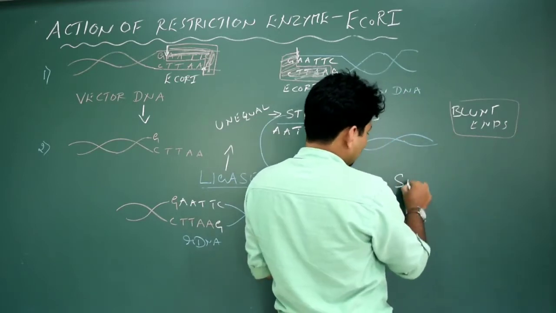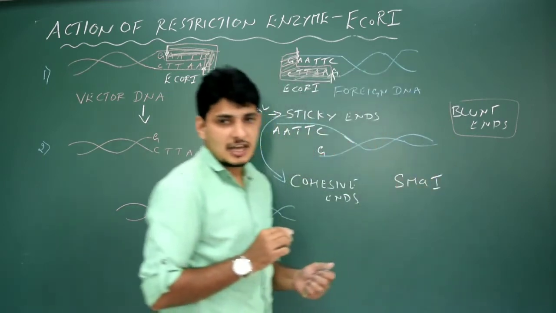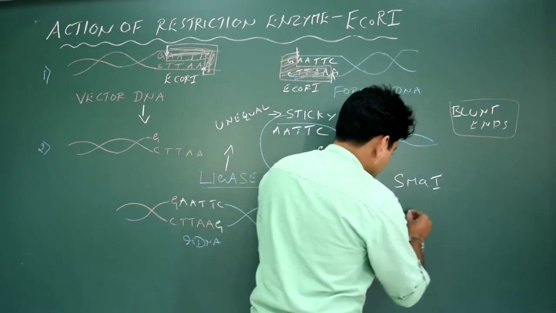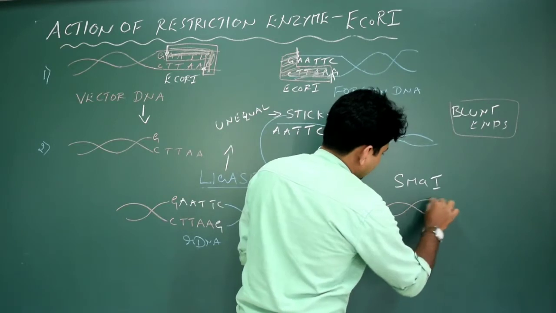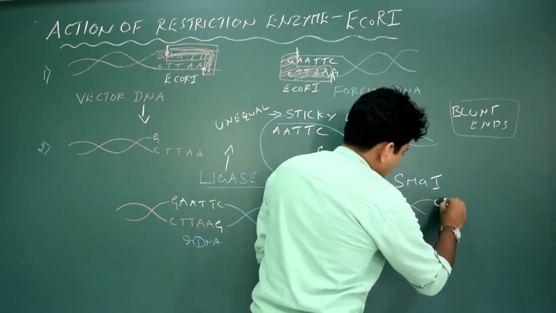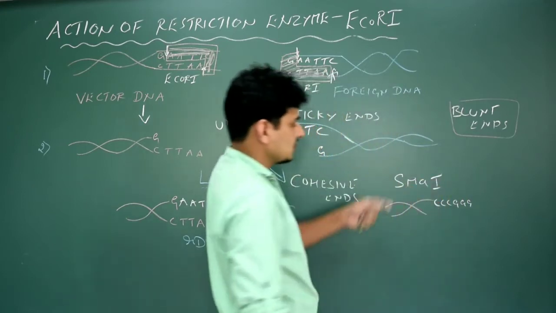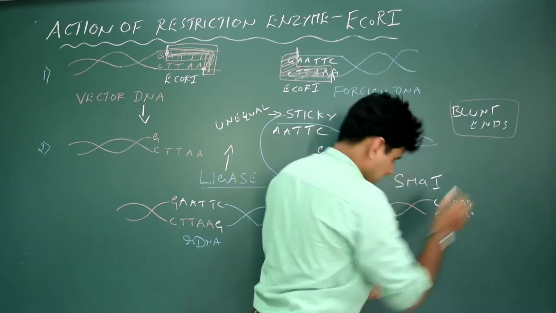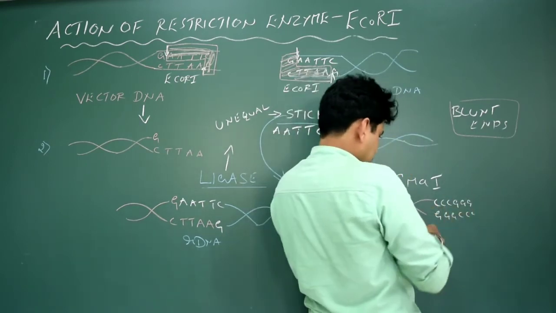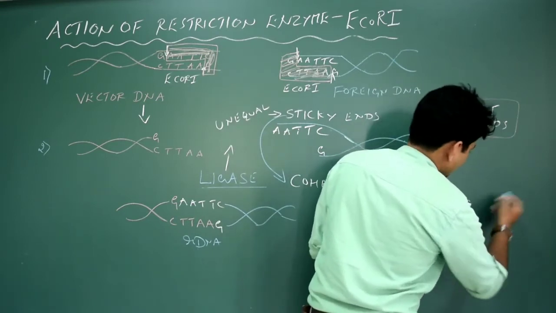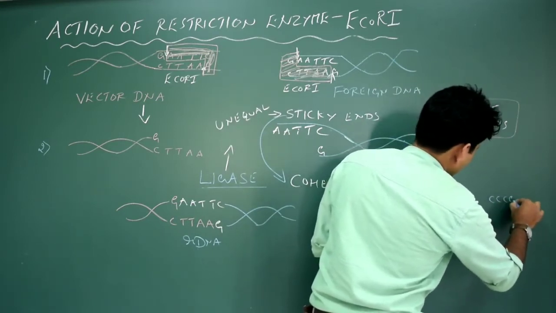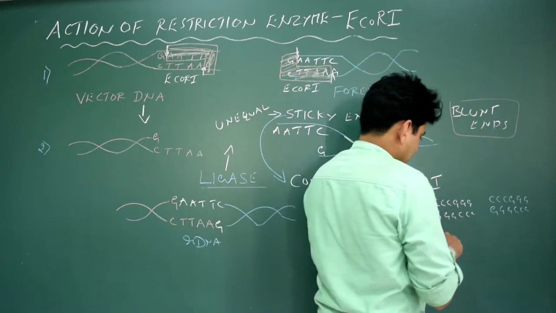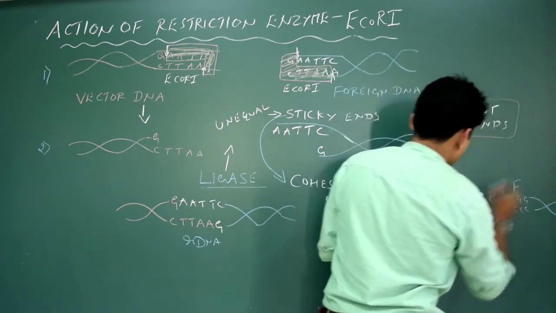For that I have to take one more example, that is SmaI, a type of restriction enzyme. This SmaI actually recognizes a palindromic sequence. So we write the vector DNA, which reads like this: CCC, GGG. That is the palindromic sequence which is recognized by SmaI. And here the opposite, GGG, CCC. I am using the blue color for the vector. This one is the foreign DNA. Again I write CCC, GGG, and in this case GGG, CCC. This is foreign DNA and this is the vector DNA.